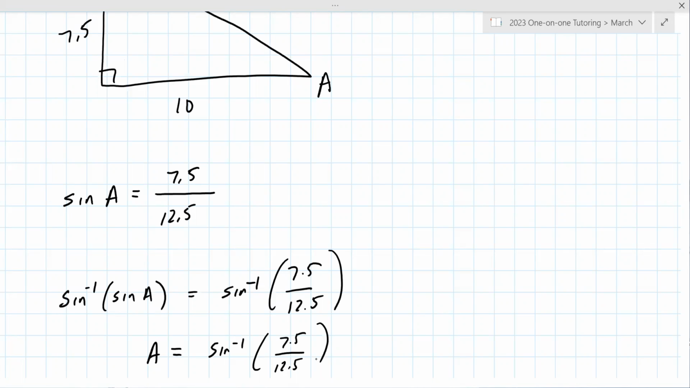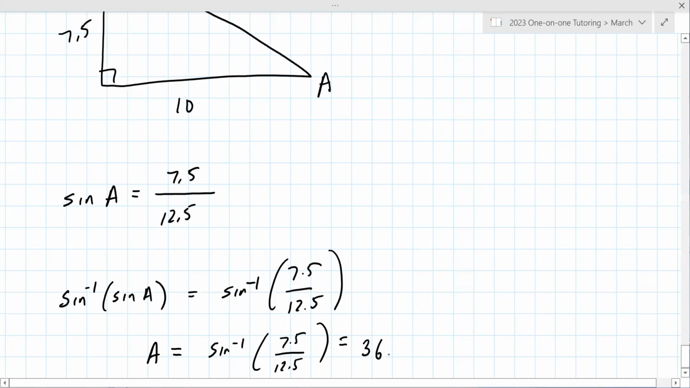So then, would I go to the calculator and do the sine inverse? You're going to have to go under the function key, grab the sine inverse, and then the fraction bar, 7.5 over 12.5. So 7.5 divided by 12.5? Yes, exactly what you see on the screen there. Tell me what you've got for an answer. 36.9. Very good.